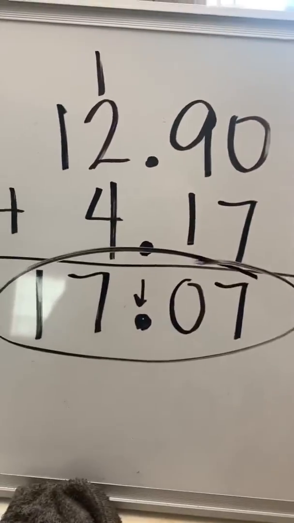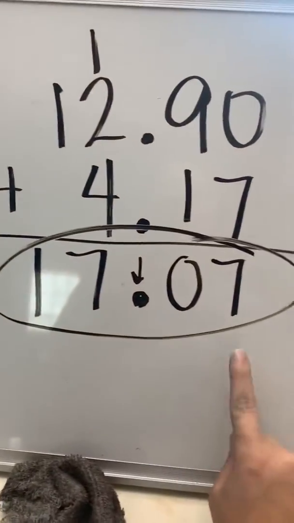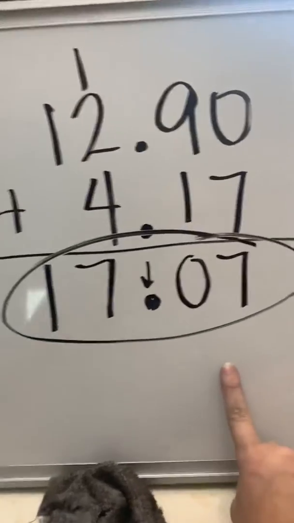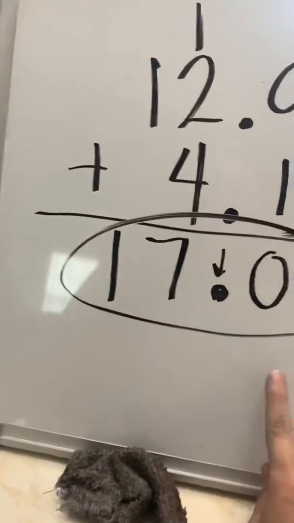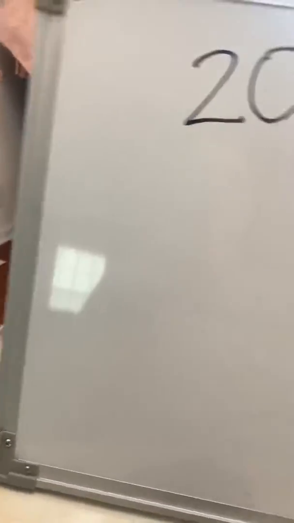And what I want you to notice or understand is that a lot of times the test makers are going to go ahead and put this as an answer choice. However, if we go back to the question, it's asking how much change did he get. So I've got to take $17.07 away from the money that he had to begin with, which was $20.